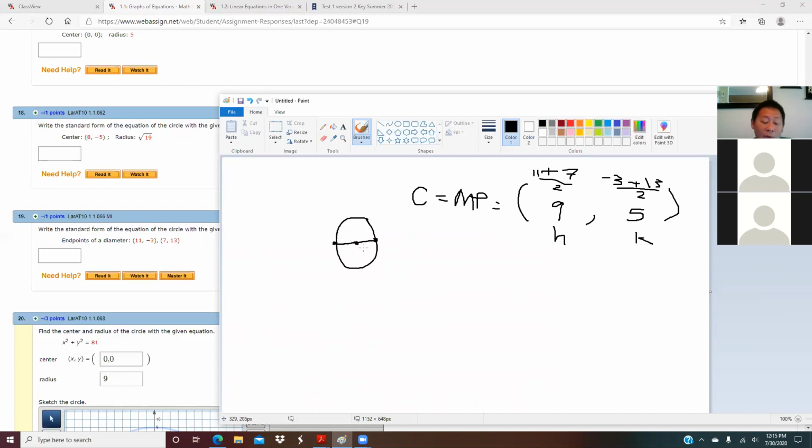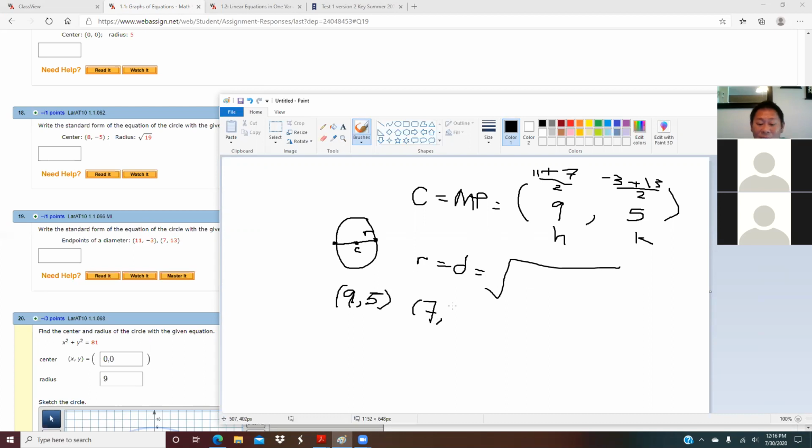And then don't forget, we also need to know the radius. The radius is the distance from the center to one of the points. So you have to find the distance. In this case, the radius is the distance between the center and either of the 2 points that you pick. I'm going to pick 7, 13, or you can use 11, -3. The center is 9, 5, and I will use another point, 7, 13.